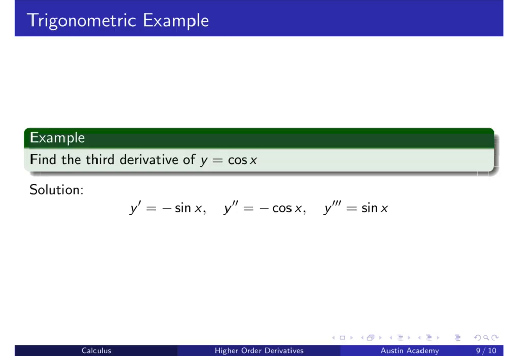Trigonometric example. Find the third derivative of y equals cosine x. The first derivative is negative sine x. The second derivative is negative cosine x. The third derivative is sine x.